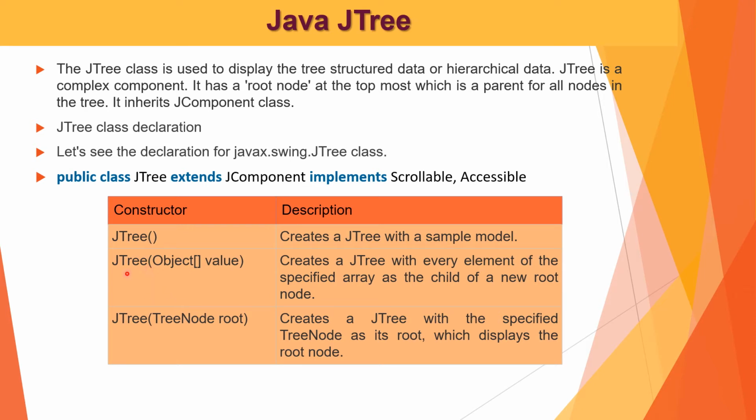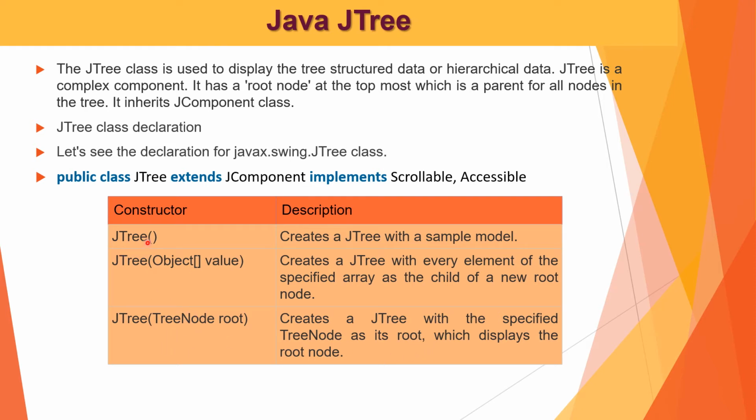Now the next constructor is JTree containing some object value, that is a parameter. This will create a JTree with every element of the specified array as the child of a new root node. Now the next constructor is JTree with a TreeNode root, that will create the JTree with a specified tree node as its root. We have to specify the root, and that will be displayed as a root node. Now every constructor is different.